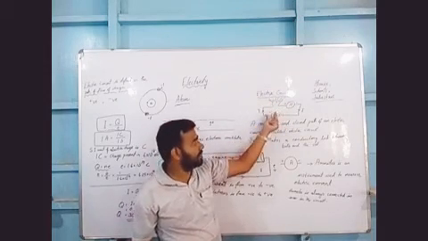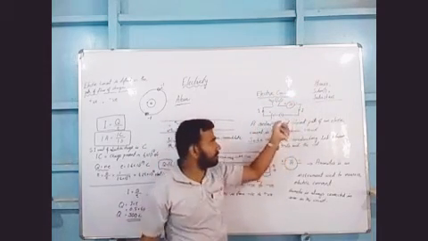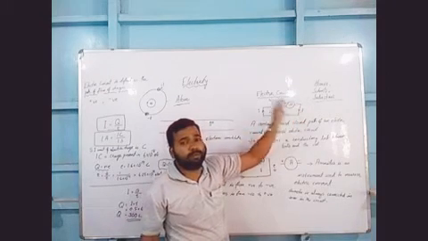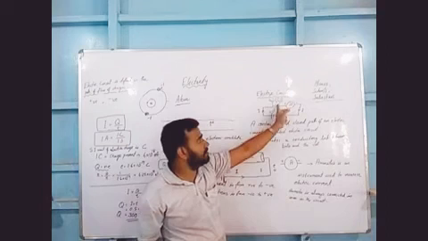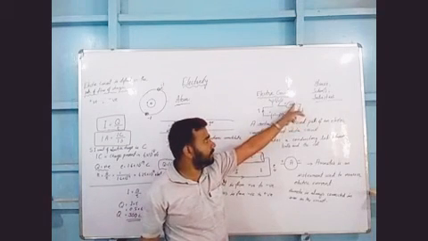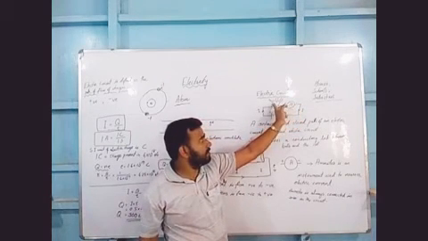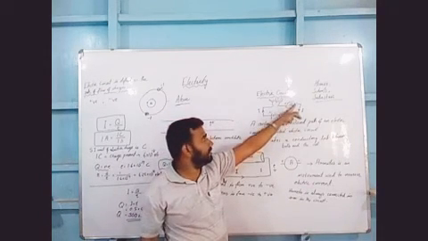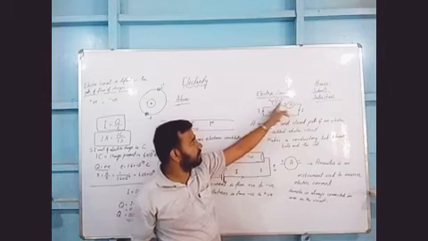And see here, this device has a positive terminal and a negative terminal. The positive terminal is always connected to the positive terminal of the battery, and the negative terminal is connected to the negative terminal of the battery, and it is connected using a switch.